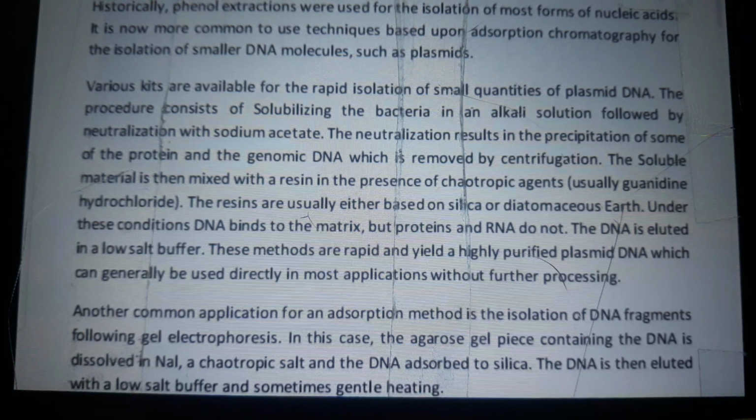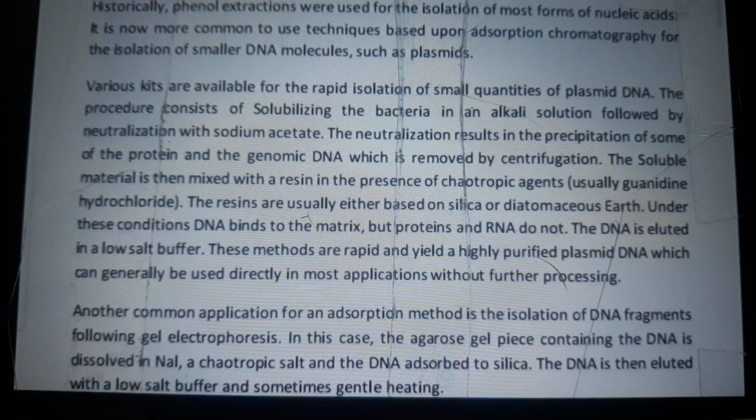Various kits are available for the rapid isolation of small amounts of plasmid DNA. The procedure consists of solubilizing the bacteria in an alkali solution, followed by neutralization with sodium acetate. The neutralization results in the precipitation of some of the protein and the genomic DNA, which is removed by centrifugation. The soluble material is then mixed with a resin in the presence of chaotropic agents, usually guanidine hydrochloride. The resins are usually either based on silica or diatomaceous earth.